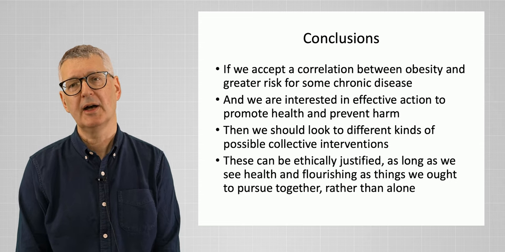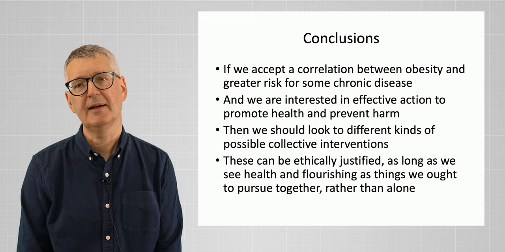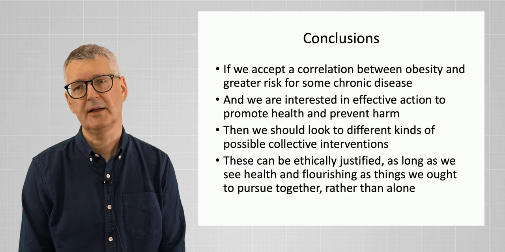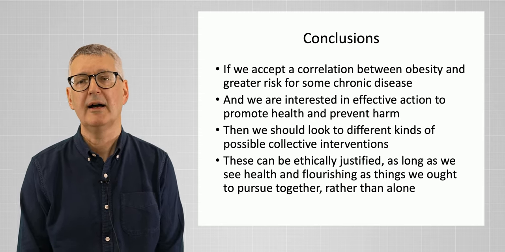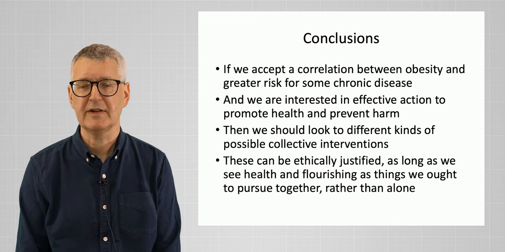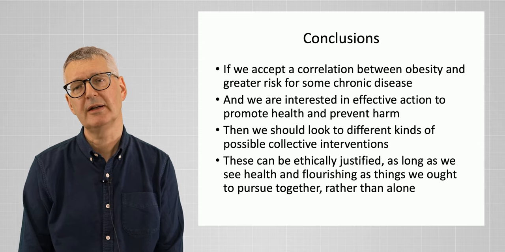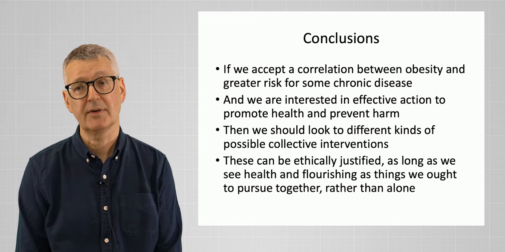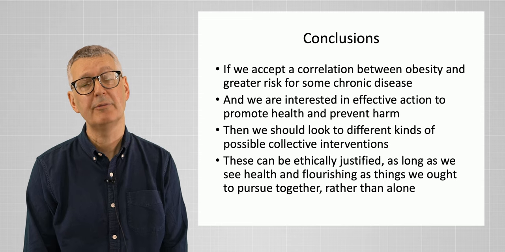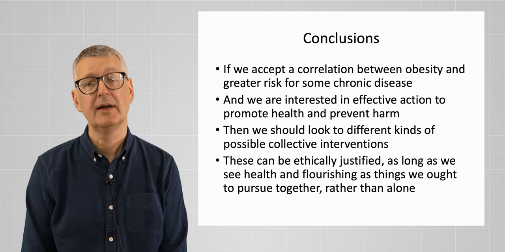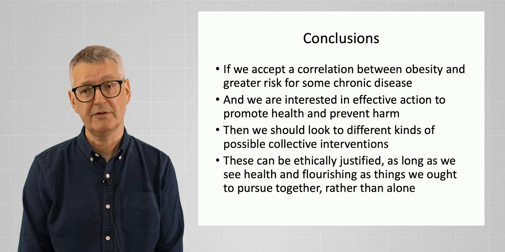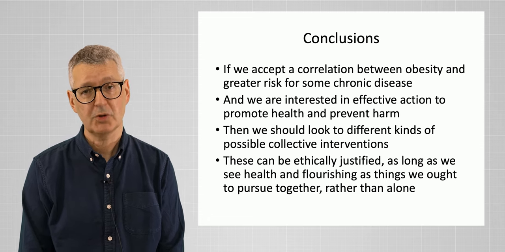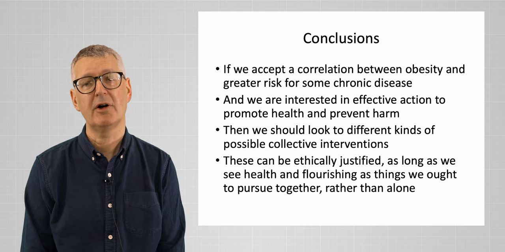So I'll just end with some conclusions. I'm assuming here that we have reasons to accept the correlation between obesity and some particular risks related to chronic disease. I'm assuming that most people are going to be interested in effective action, and that it's better to prevent that harm from emerging rather than waiting for it to happen and then focusing on treatment. If we are interested in effective action, then we are going to have to look towards collective interventions, because it is very difficult for all individuals to make autonomous choices, given the kinds of influences that there are in society.